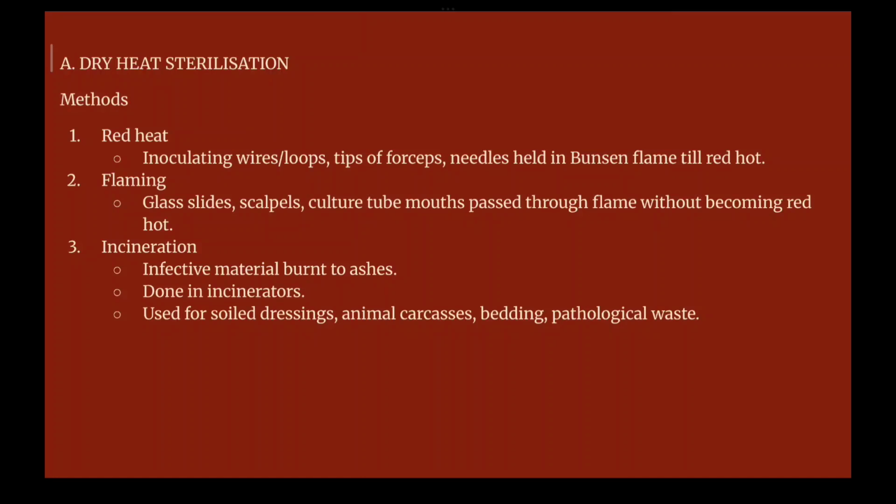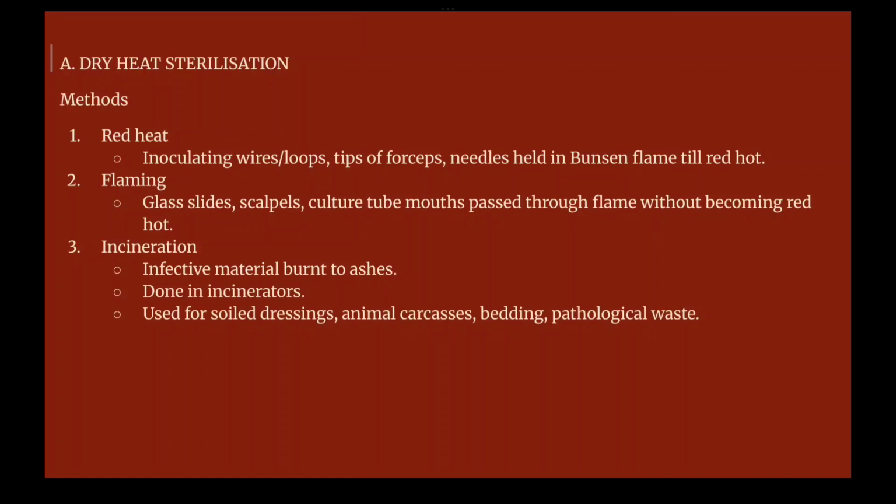So here you use the inoculating wires or loops or the tips of forceps or the needles and place them on the Bunsen burner. You'll observe a red hot color on the tips of these materials. Once it is red hot, you can take it from the flame and it is sterile. So that is the method of red heat.